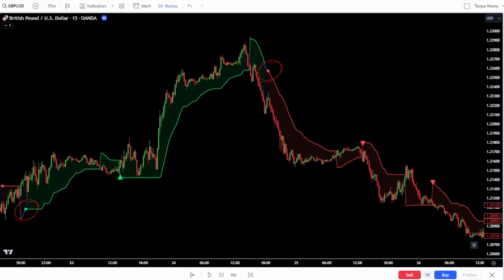Additionally, we will see green and red dot points. The green dot is an indicator of the beginning of a trend change from bearish to bullish, while the red dot indicates the beginning of a trend change from bullish to bearish.